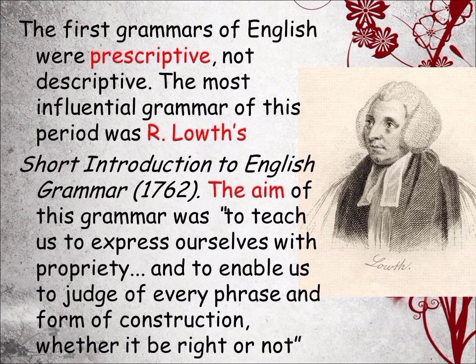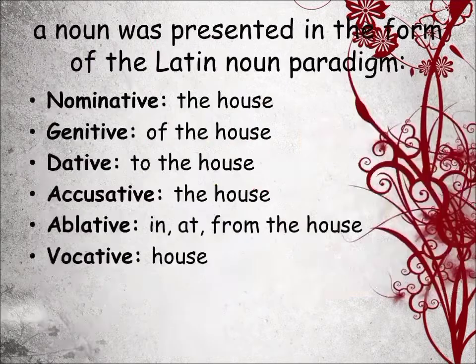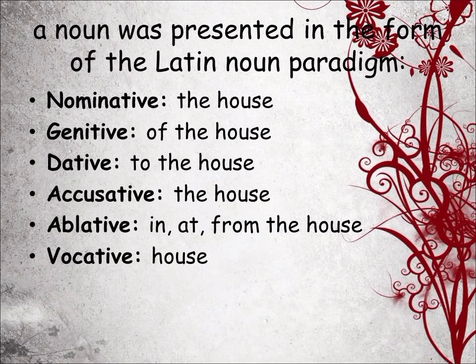The first grammars of English were prescriptive, not descriptive. The most influential grammar of this period was Robert Lowth's Short Introduction to English Grammar, 1762. The aim of this grammar was to teach us to express ourselves with propriety and to enable us to judge of every phrase and form of construction, whether it be right or not. A noun was presented in the form of the Latin noun paradigm.